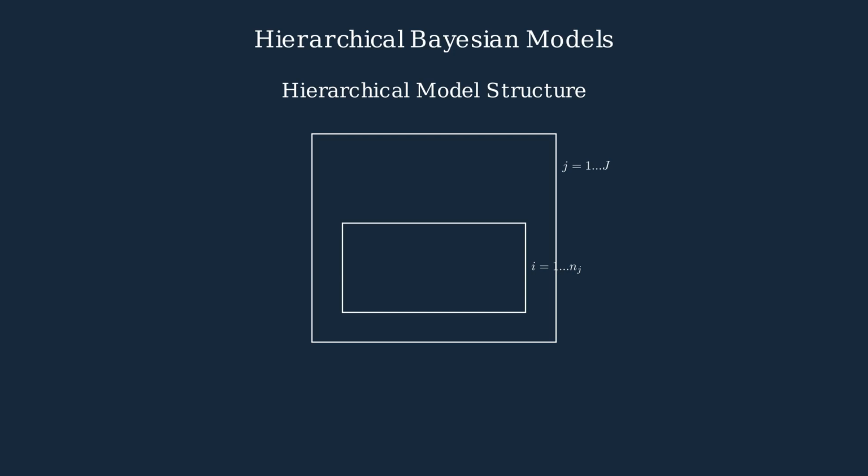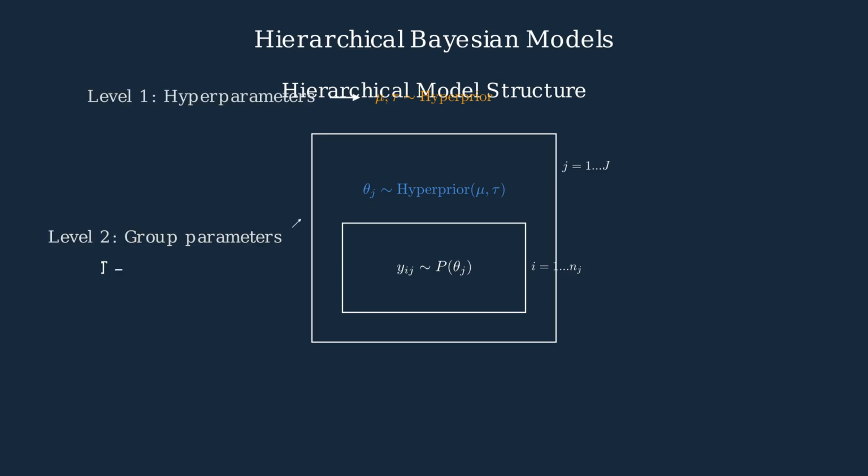This approach is represented using stacked plates notation, where nested rectangles indicate different grouping levels. At the top level, we have hyperparameters that govern the distribution of group-level parameters. The middle level contains group-specific parameters, which, in turn, influence the distribution of individual data points at the lowest level.